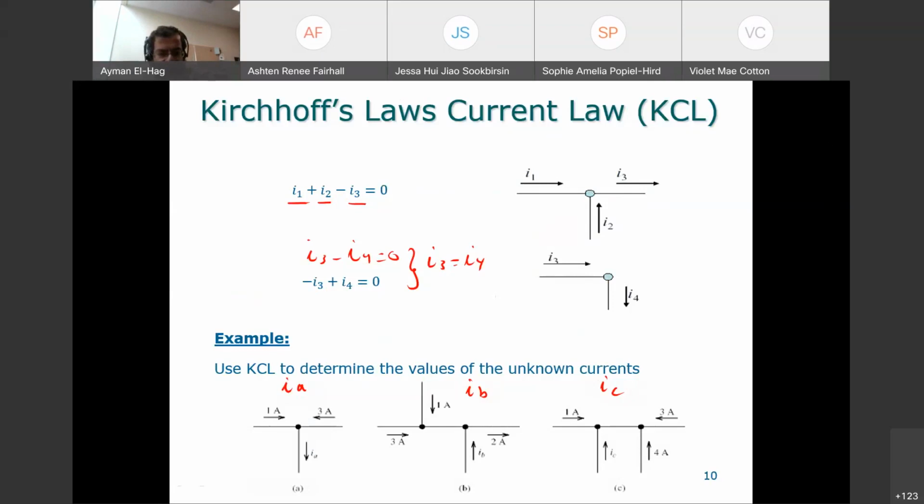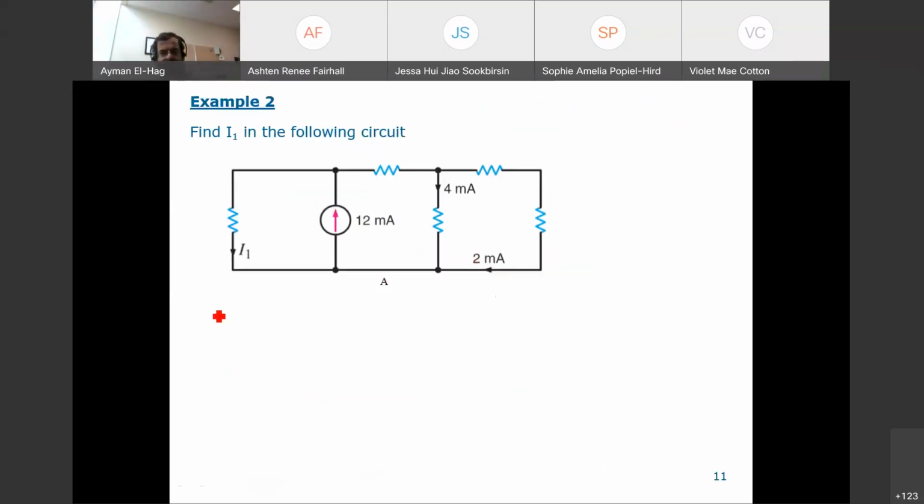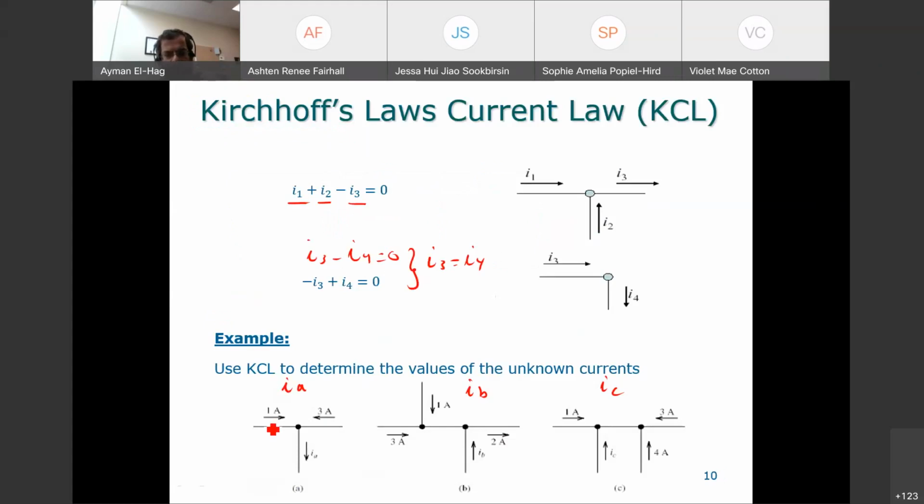So let's look here. This current enters. So I can stick to anything. So let's see the first example here. Okay. So 1 amp enters. So this is 1, 3 enters, plus 3, IA leaves, minus IA equal to 0. So from this, your IA will equal 4. So this is 4 amps. Let's see this one.